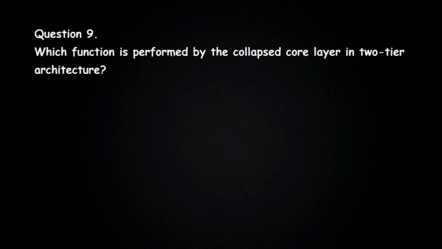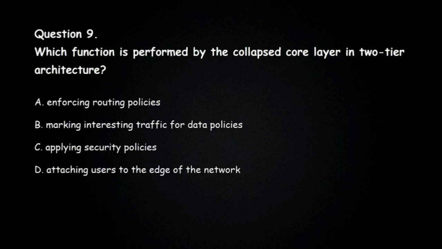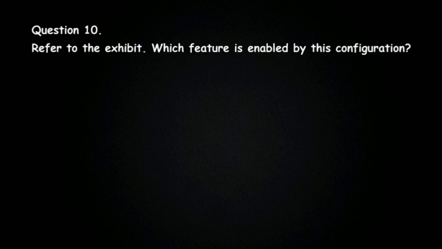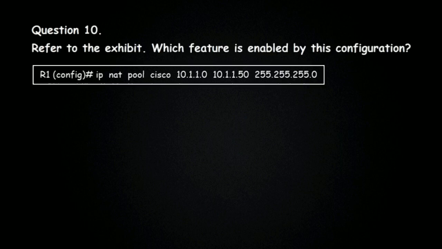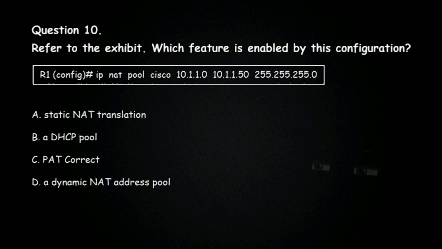Question 9. Which function is performed by the collapsed core layer in two-tier architecture? Options. Answer is A. Enforcing routing policies. Question 10. Refer to the exhibit. Which feature is enabled by this configuration? Options. Answer is D. A dynamic NAT address pool.